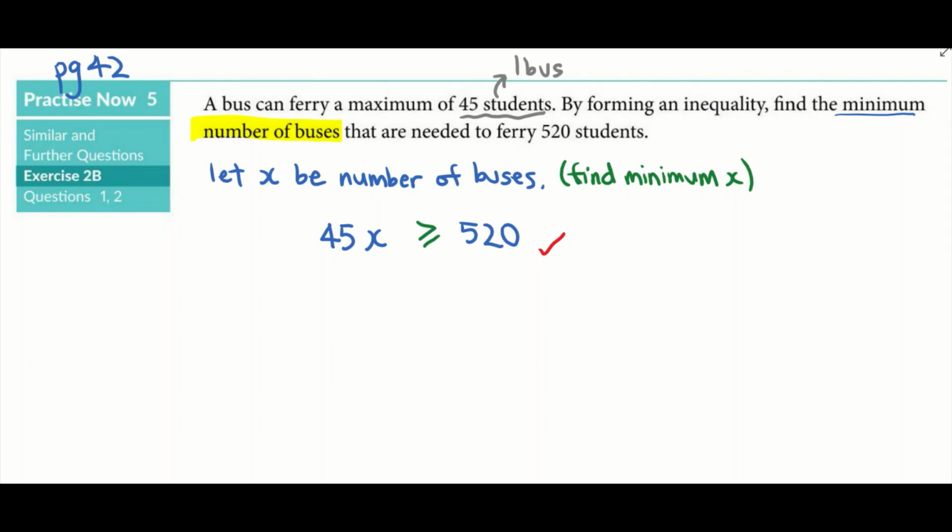Now we solve for X. Then after you solve for X, you have to tell me what's the minimum X. Buses must be whole number. So minimum bus is 12. So answer is 12 buses.